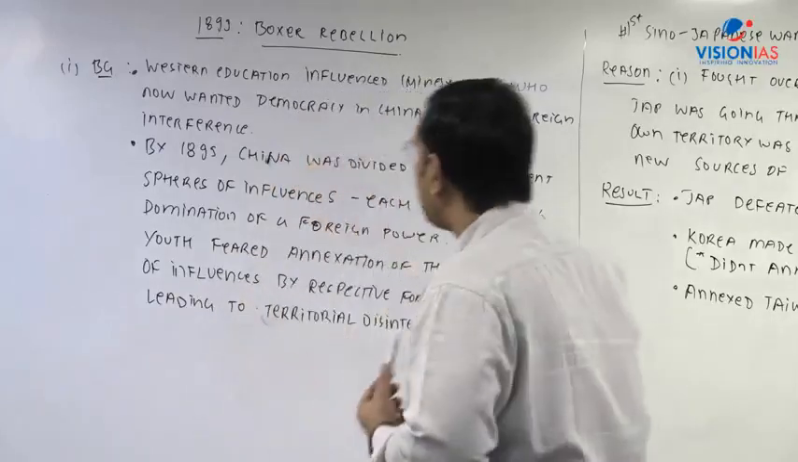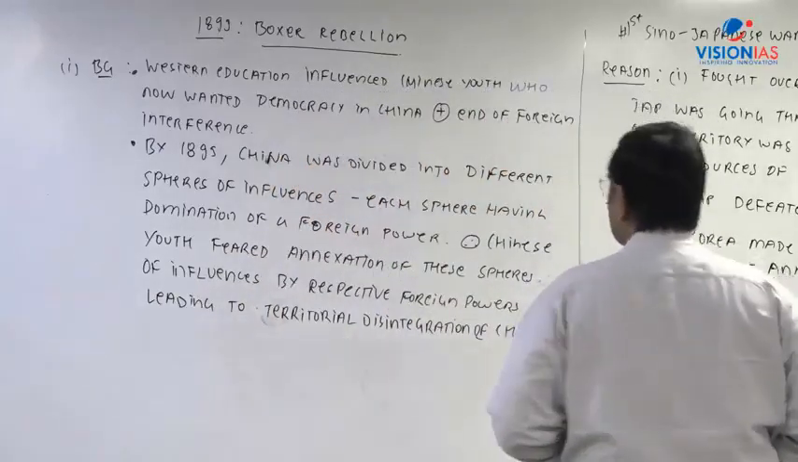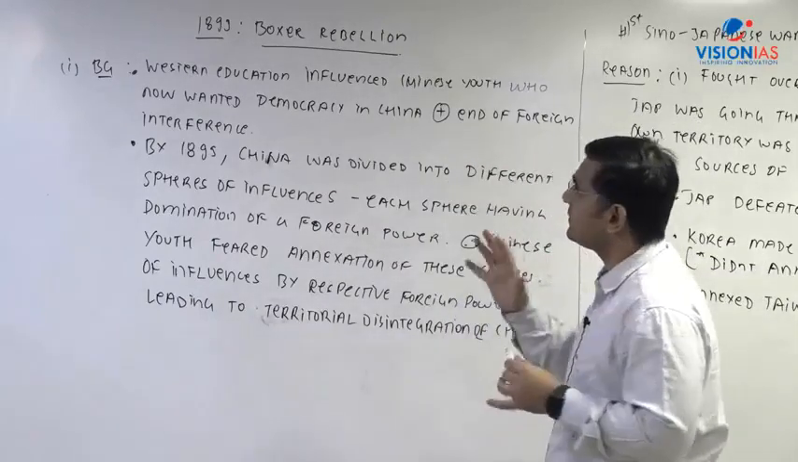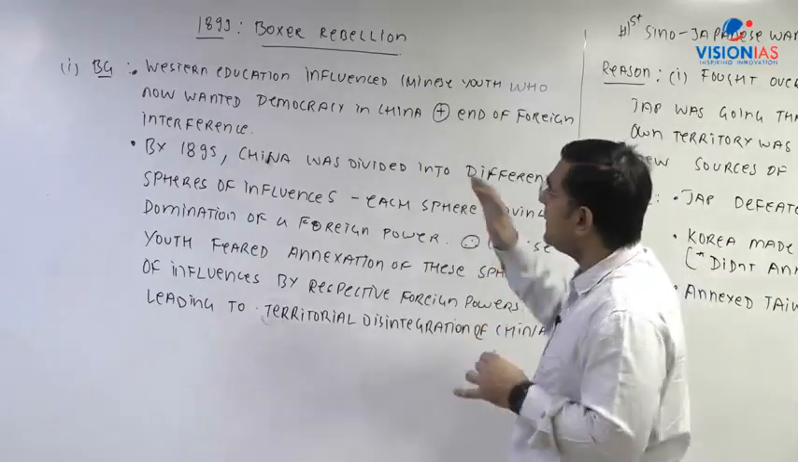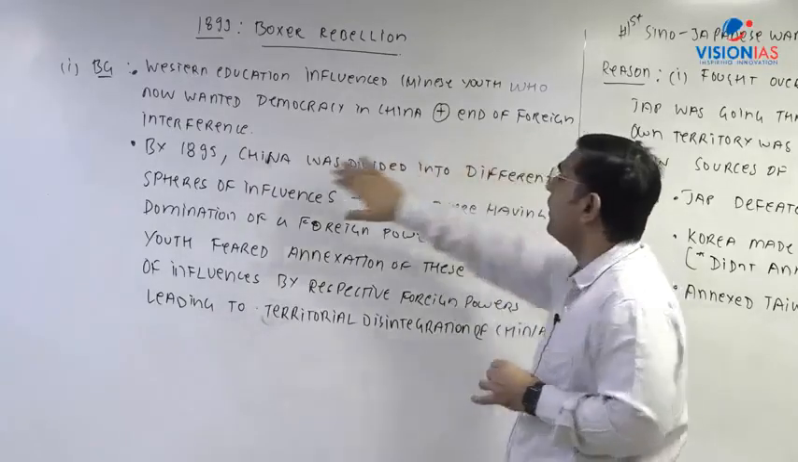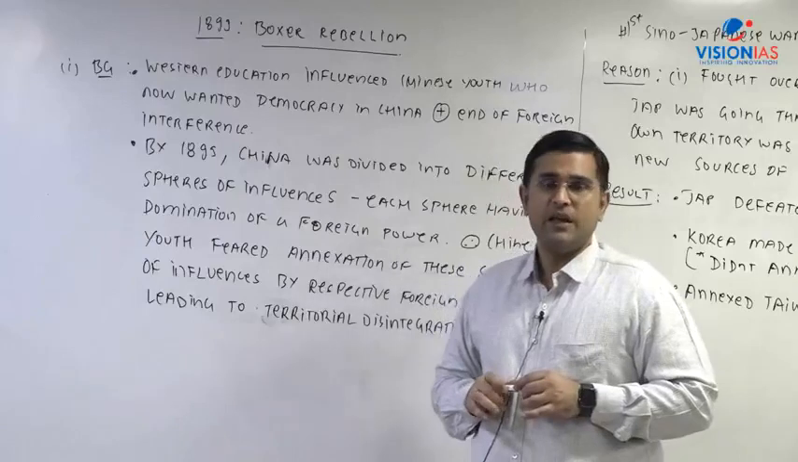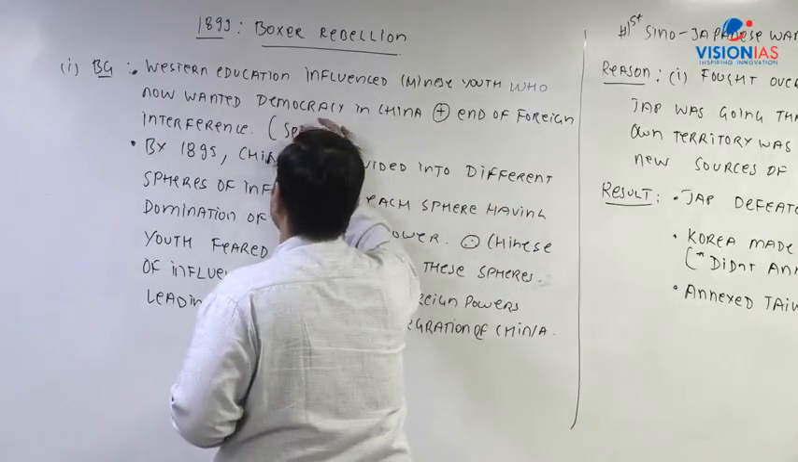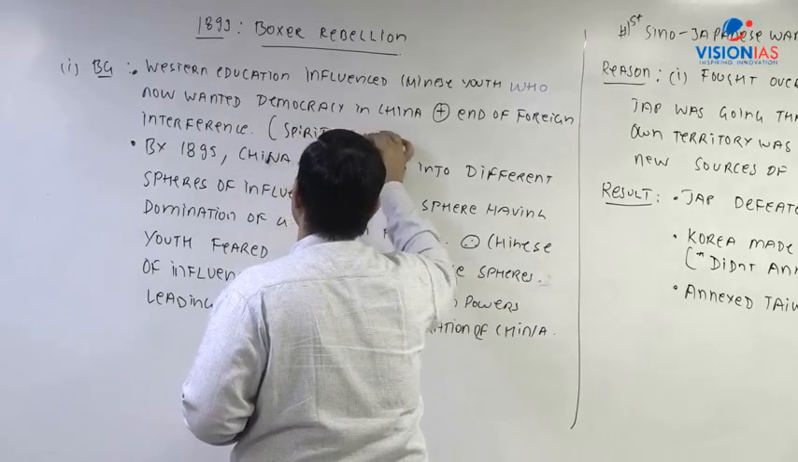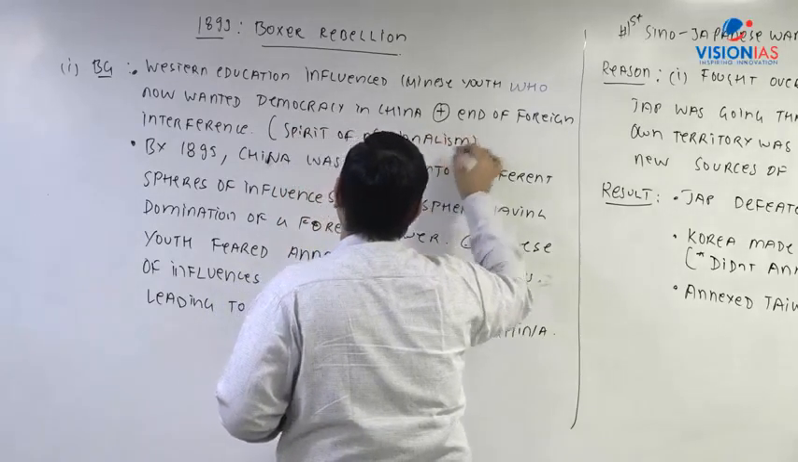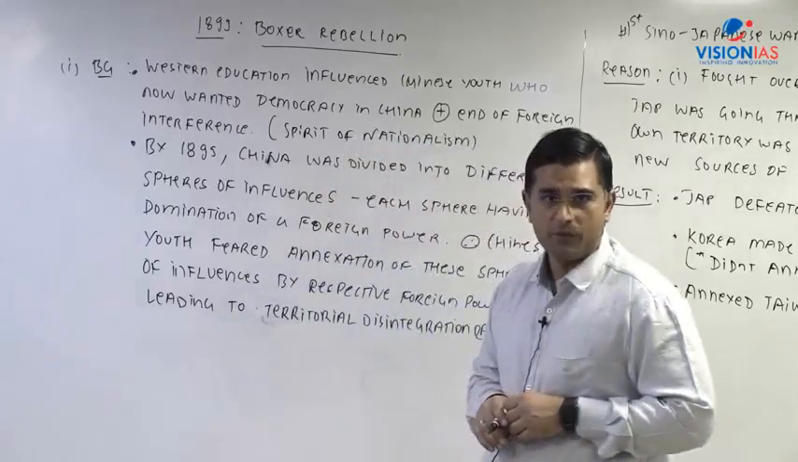And therefore, by the time of 1899, such a situation was there that these Western-educated Chinese youth wanted democracy in China, plus they wanted an end to foreign interference in China. That is the spirit of nationalism, it is in operation. Right? The spirit of nationalism is in operation.